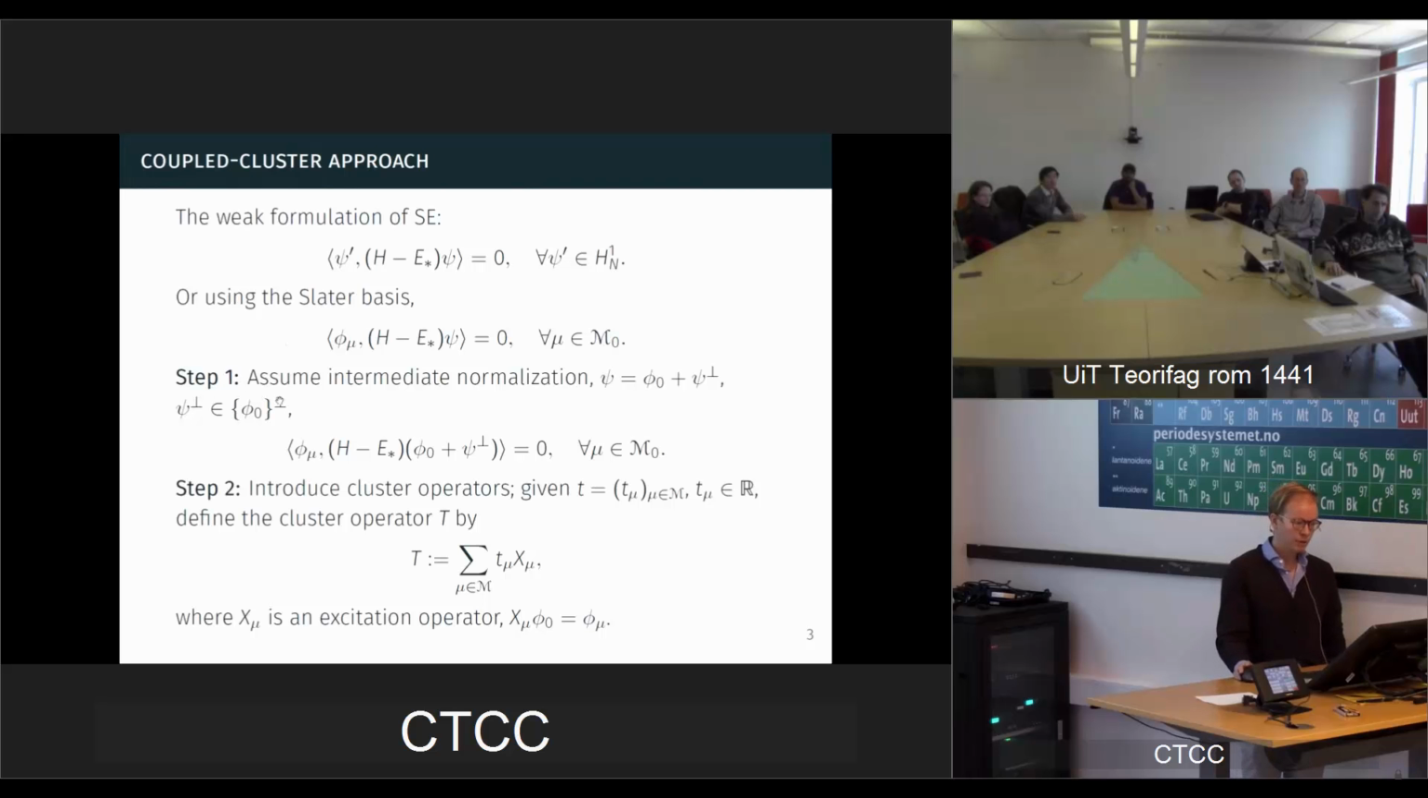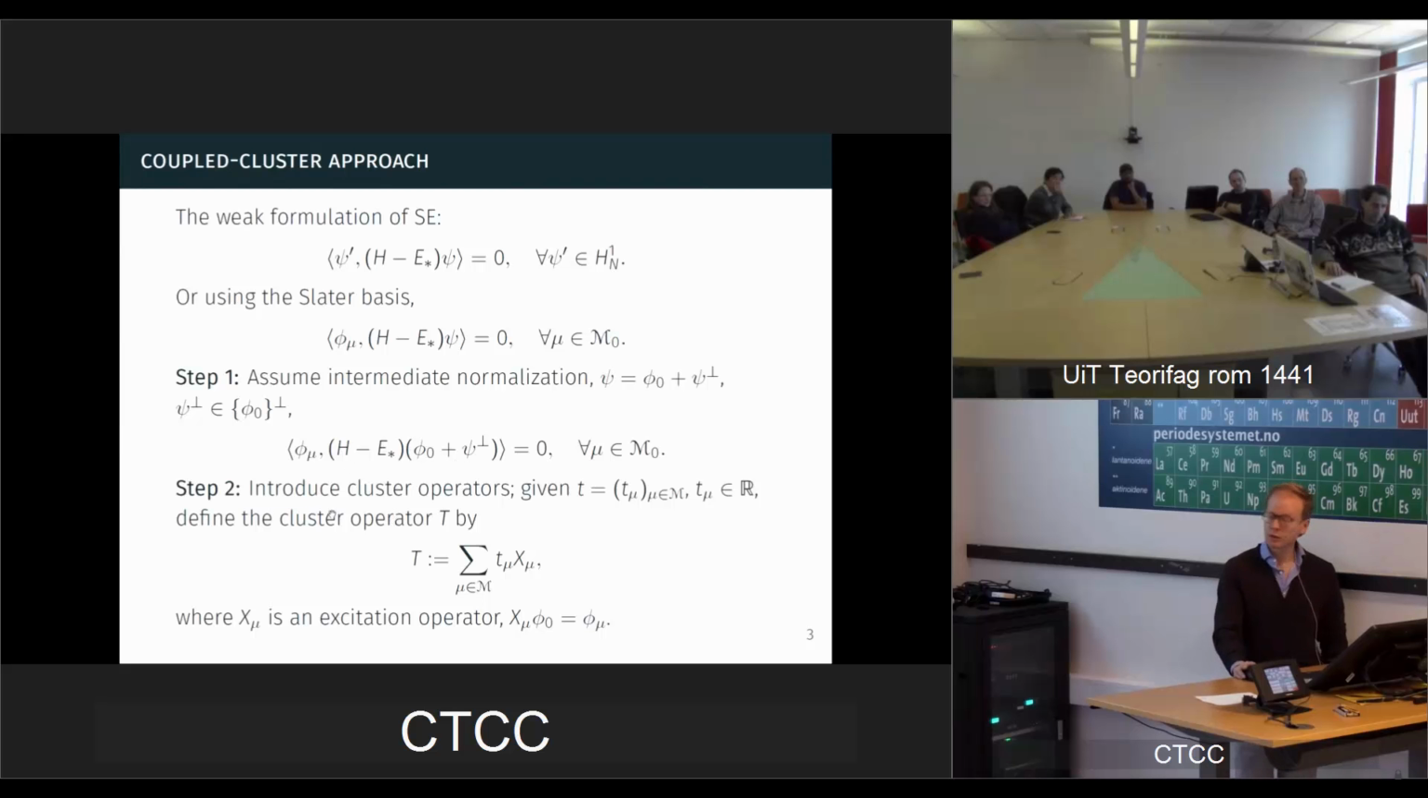Okay, so the first step, we assume this intermediate normalization. So when we look at the psi here, we say, okay, it has weight 1 in this reference determinant, phi naught, and then some correction that's in the orthogonal complement of this reference determinant phi naught. And then we can write the Schrödinger equation like this. So now it's all about determining this correction, psi perpendicular, as we can call it. Okay, but this now sets the frames for the next step.